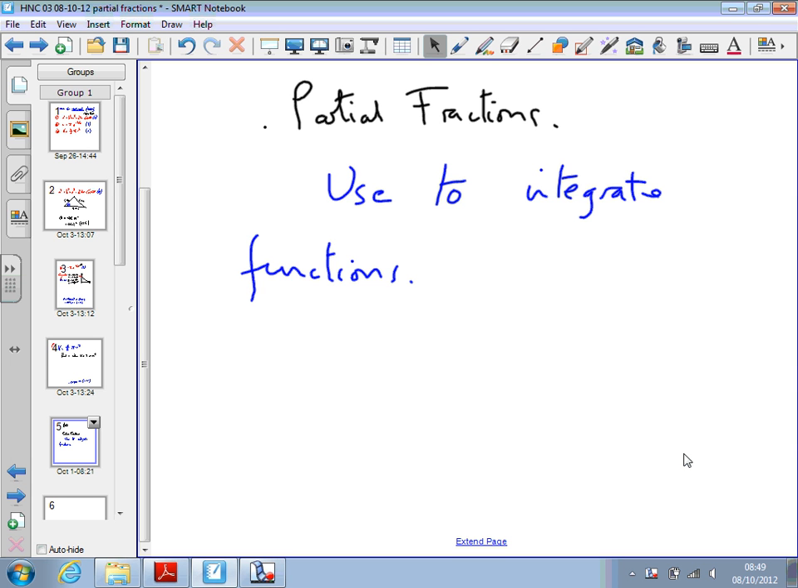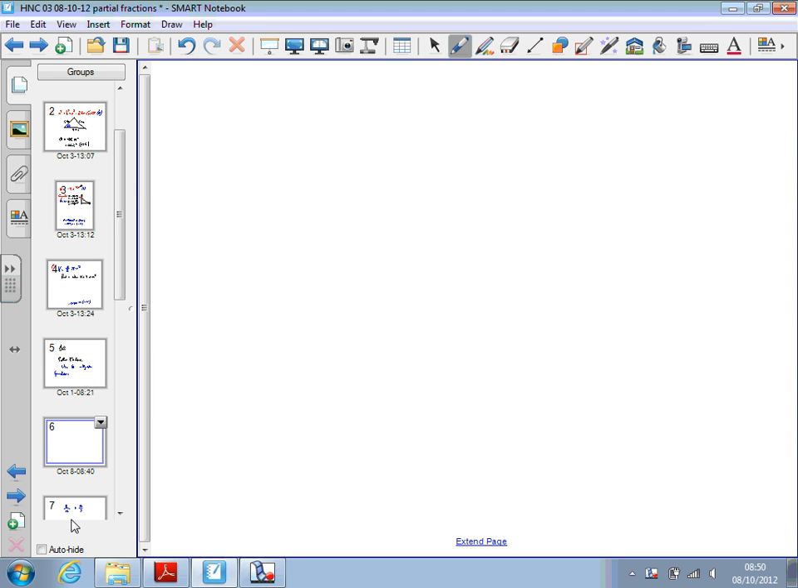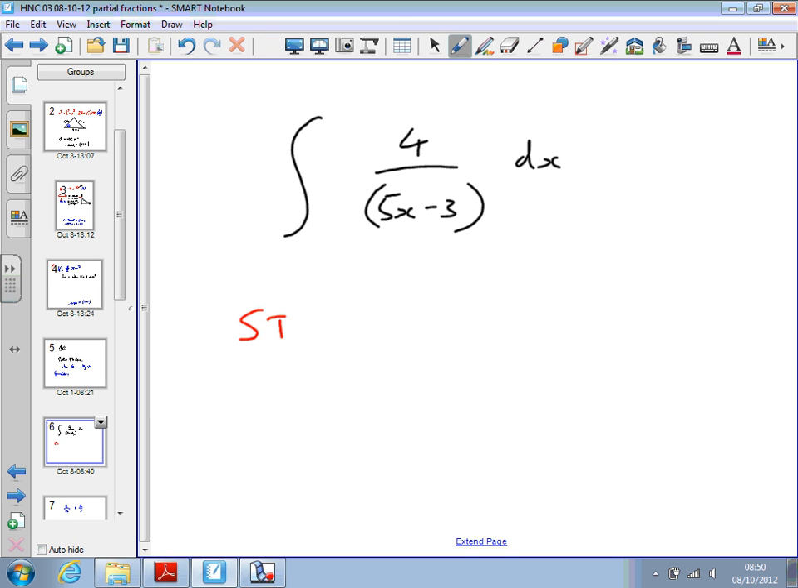Okay, so we're going to start by just looking at an integration where partial fractions is useful, and then we'll look at how we might solve a problem which would involve partial fractions. So we'll start off with the integral of 4 over 5x minus 3 with respect to x. The first thing to recognize is that there is a standard integral that might help us.